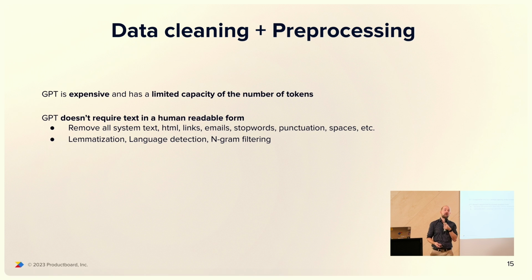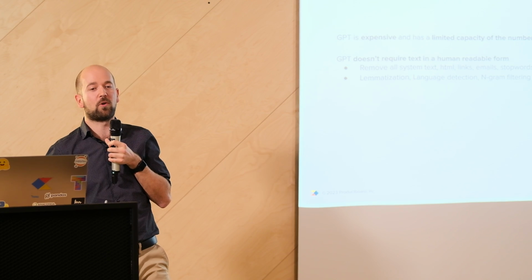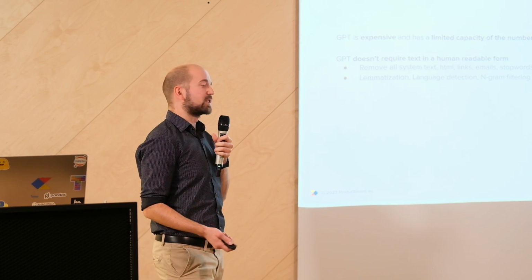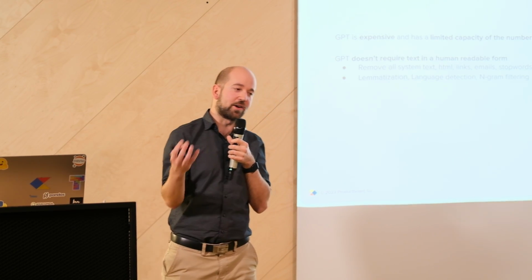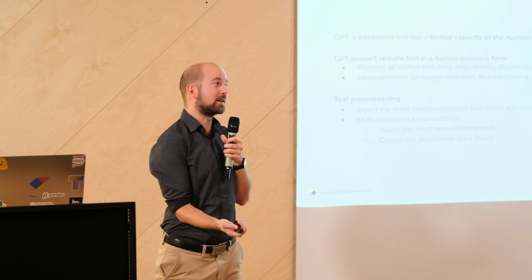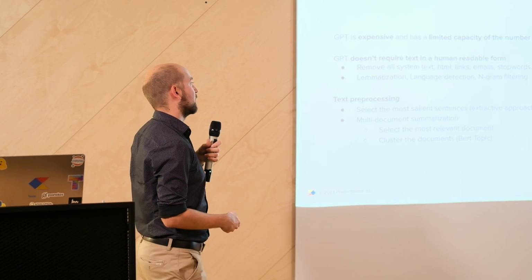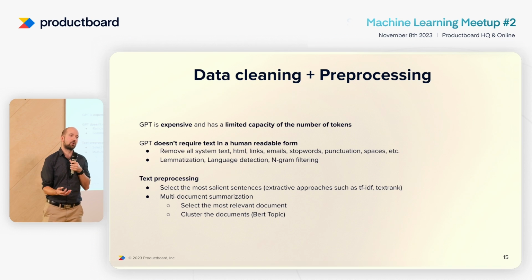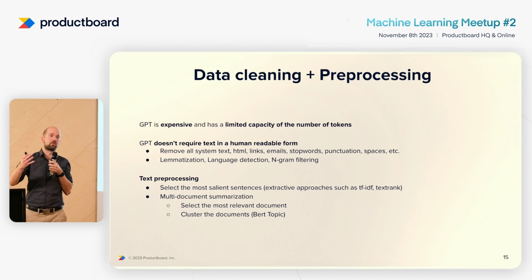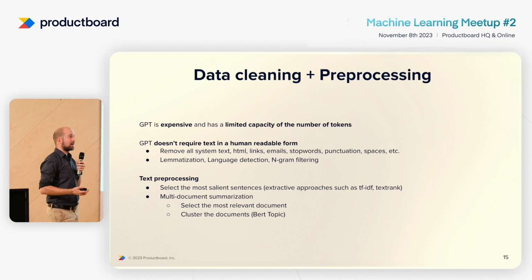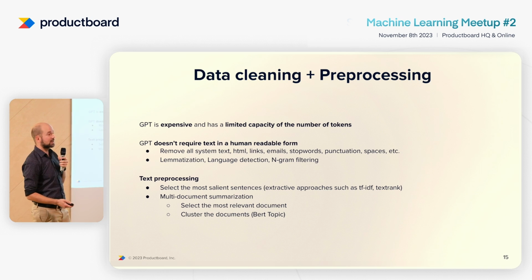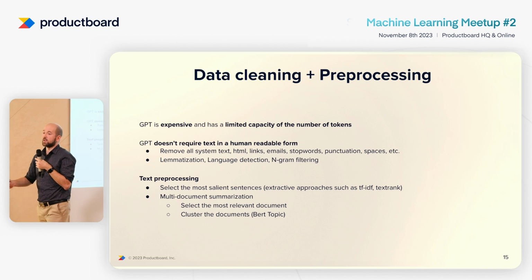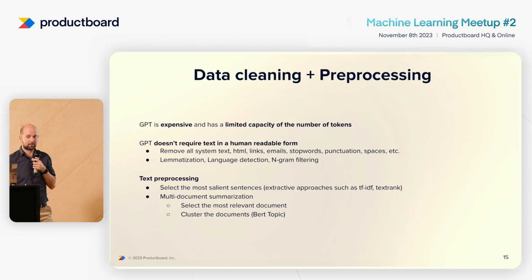GPT itself doesn't require text in a human readable form. So what you can do is clean the data, process it, remove all system text. You can also do some n-gram filtering, remove n-grams that are occurring either quite often or not that often, and so on. Or you can apply some more advanced methods. For example, when you are facing multi-document summarization, let's say that you want to summarize thousands of documents and generate one summary for all of them, you can select the most salient sentences by some approaches and generate summaries only for those sentences.